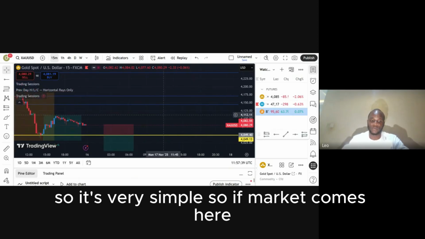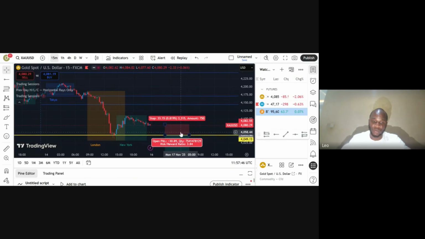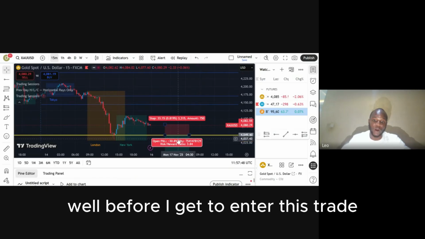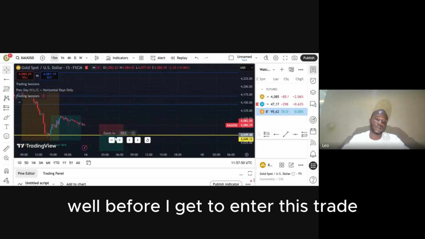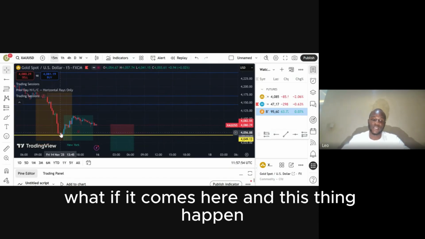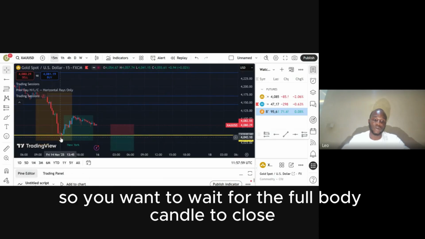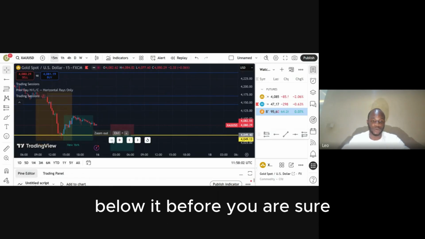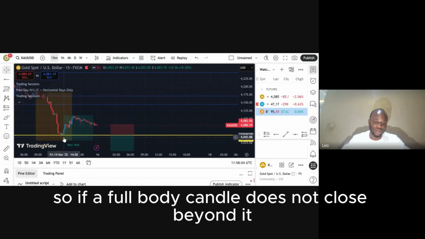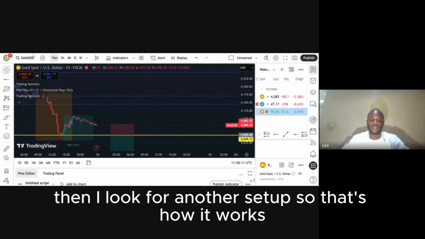So it's very simple. If the market comes here, I would enter immediately, but I'll wait for a confirmation candle to close below it before I enter this trade. Because sometimes what most people do is, because I've put my entry here, what if it comes here and this thing happened and it reversed and it hits your stop loss? So you want to wait for the full body candle to close below it before you are sure. If a full body candle does not close beyond it, then I know I'm wrong. And it's very okay to be wrong, right? Then I look for another setup. So that's how it works.